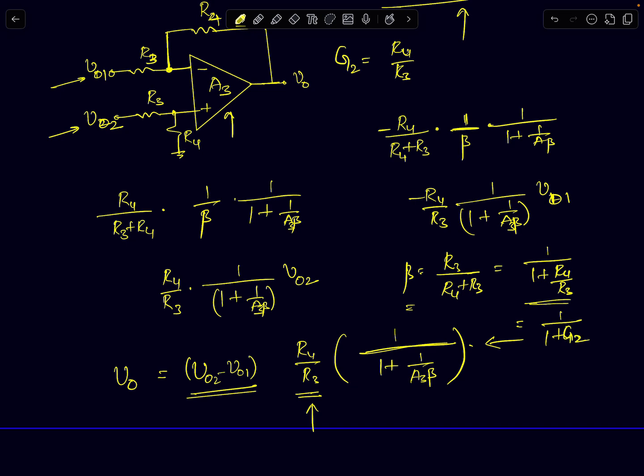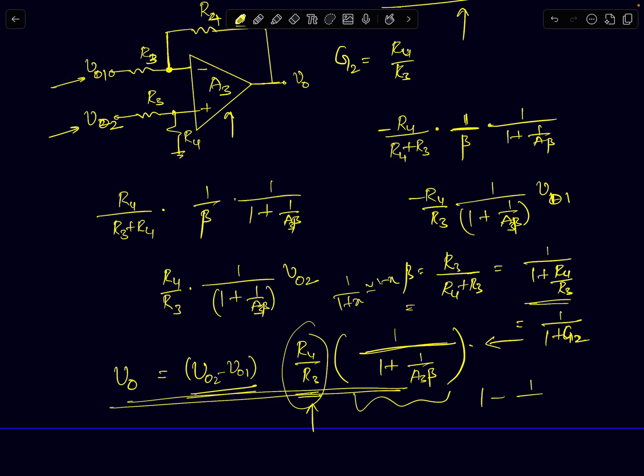So higher the gain, the lower will be the feedback factor. What is shown here is that your V0 depends upon the gain. Ideally you want the gain to be R4 by R3, but the error factor is given by this. You can express this as 1 minus 1 by A3 beta, using the approximation 1 by 1 plus x is approximately 1 minus x for small values of x, which holds true here.